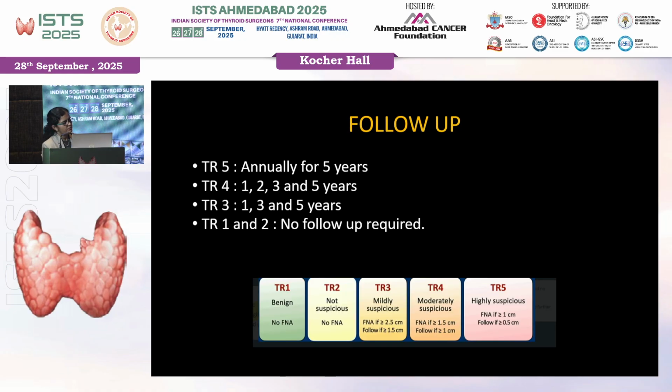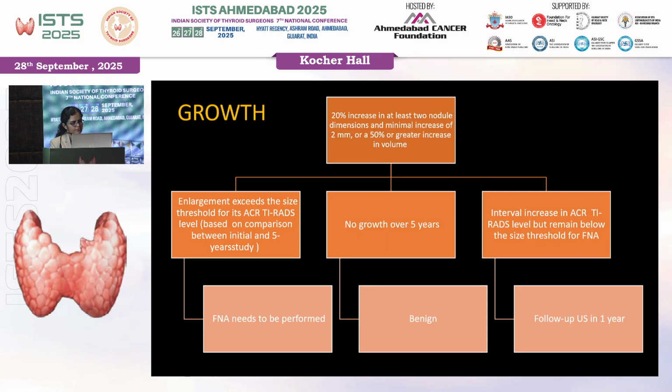So how do you follow up? TR5 is 5, so you follow up annually for 5 years. For TR4 nodule, the 4th year goes out. So TR4, 4th year out, so you follow up at 1, 2, 3 and 5 years. And for TR3, the years 2 and 4 go out, and you don't need a follow up for TR1 and 2 nodules.